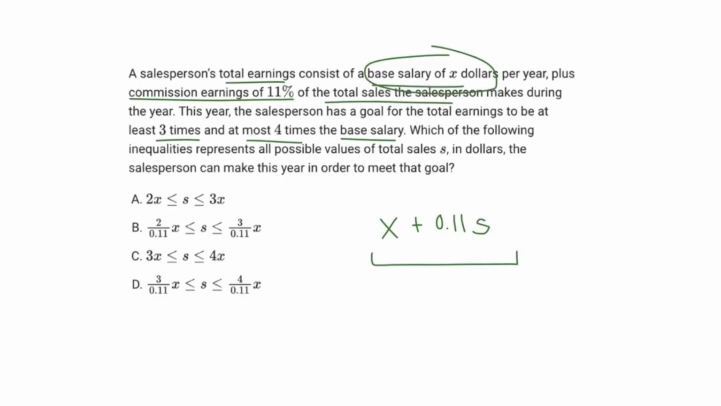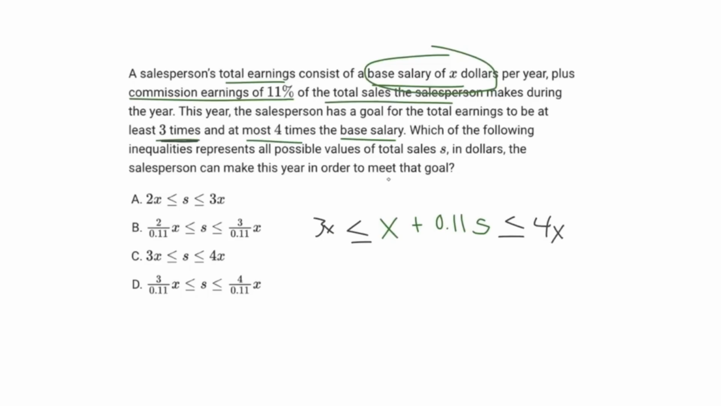And so we just have to write our inequality out. So I'm actually just going to erase this and write our inequality. So we know that has to be at least 3 times the base salary. So 3x is less than or equal to our total earnings, and at most 4 times the base salary. So that's going to be less than or equal to 4x.